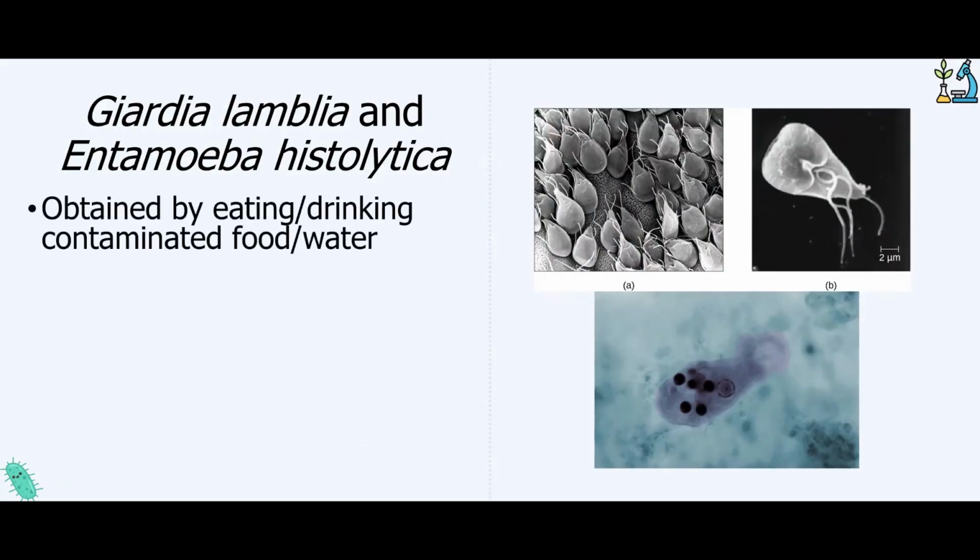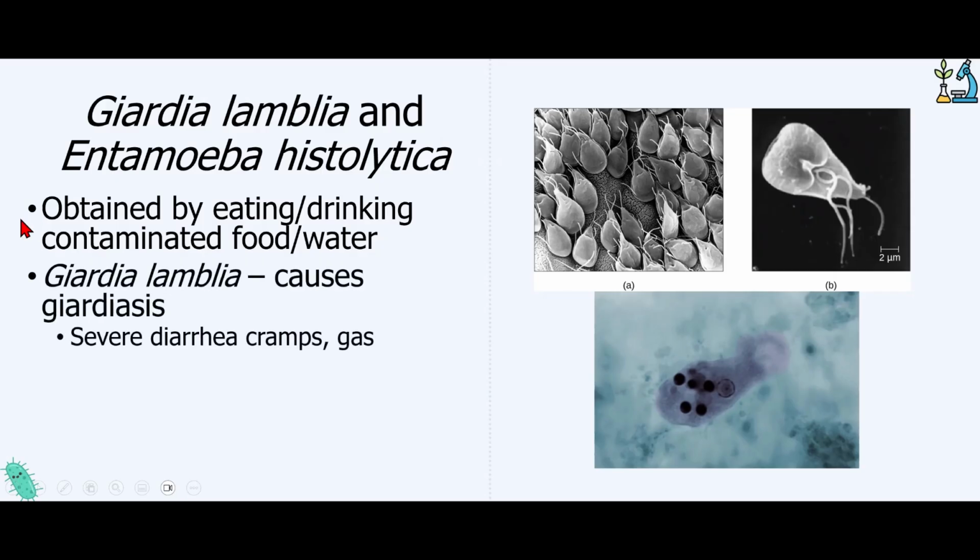You typically obtain these organisms by either eating or drinking contaminated water or food. And typically in the food or water, it wouldn't be the actual organism, but the small egg of the organism. And then when you consume it, the egg hatches into the living adult, and that's how you're infected.